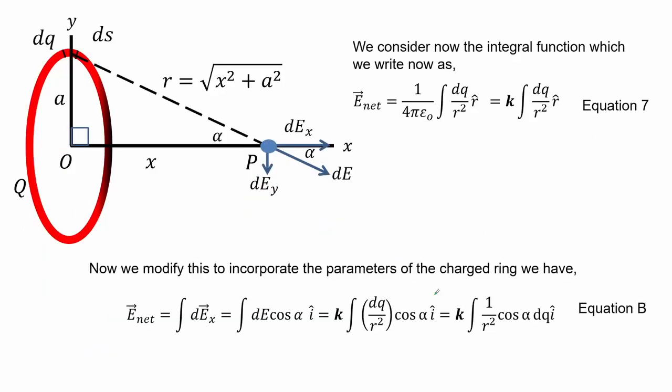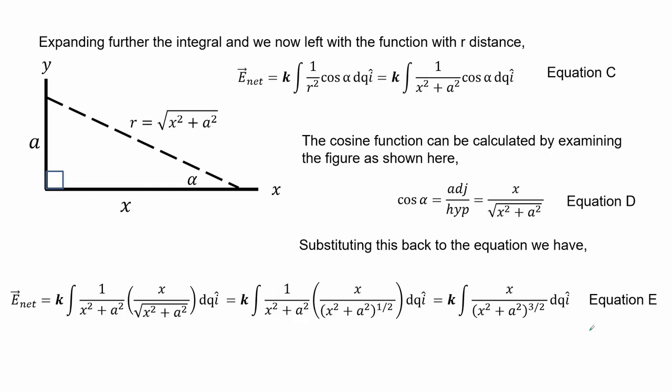We consider now the integral function, which we write now as equation 7. We modify this function to incorporate the parameters of a charged ring as shown in equation B. Expanding further the integral, we are now left with the function with our distance as shown in equation C. The cosine function can be calculated by examining the figure as shown here in equation D. Substituting this back into the equation, we have function E.